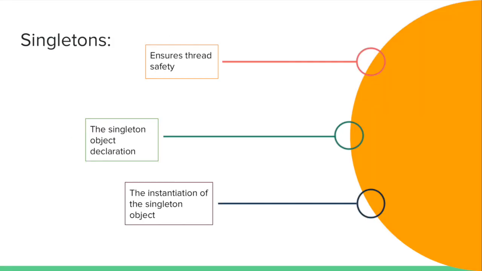The next property of interest is the singletons. Now, a singleton is a pattern that ensures thread safety by allowing the creation of only one instance of the class. This restricts the instantiation of the class, and a global point of access is given to this instance by the singleton class. Now, a singleton class can be invoked outside the class declaration to create a singleton object.